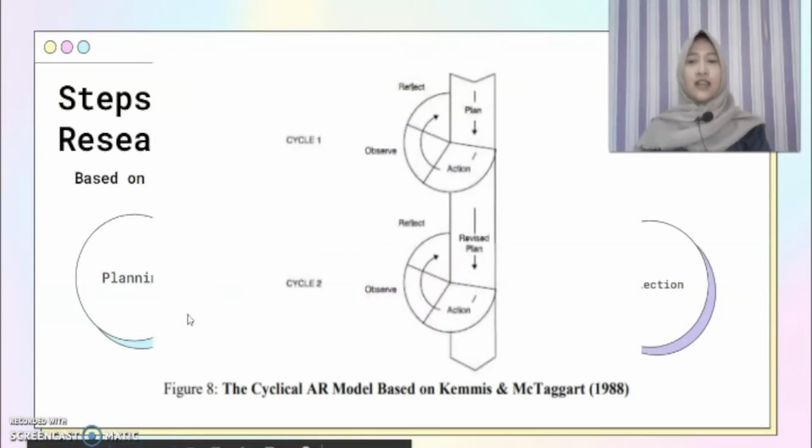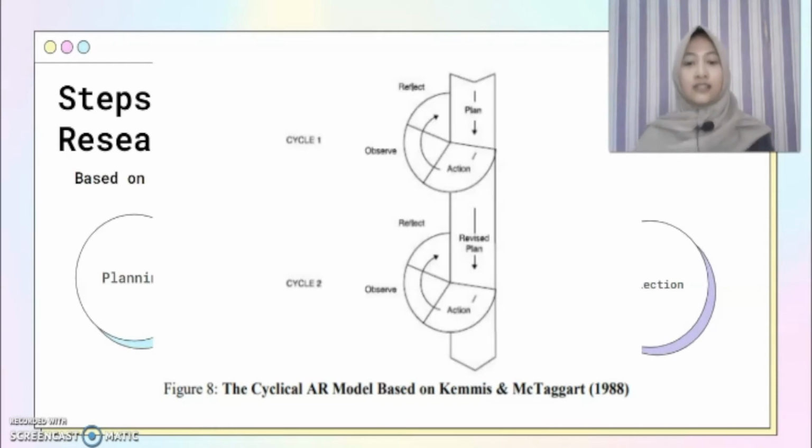They also state that action research is a cycle and repeated action. You can see the diagram of the cyclical AR model on your screen. So if the teacher thinks that it still needs a revision, or wants to develop it, or the action has not yet gathered enough information, they can start another cycle with a revised plan, but with the same steps as before, as in cycle 1.